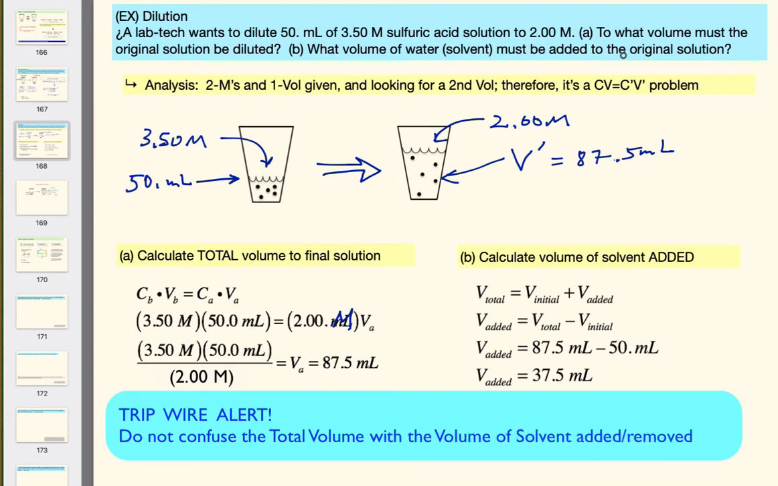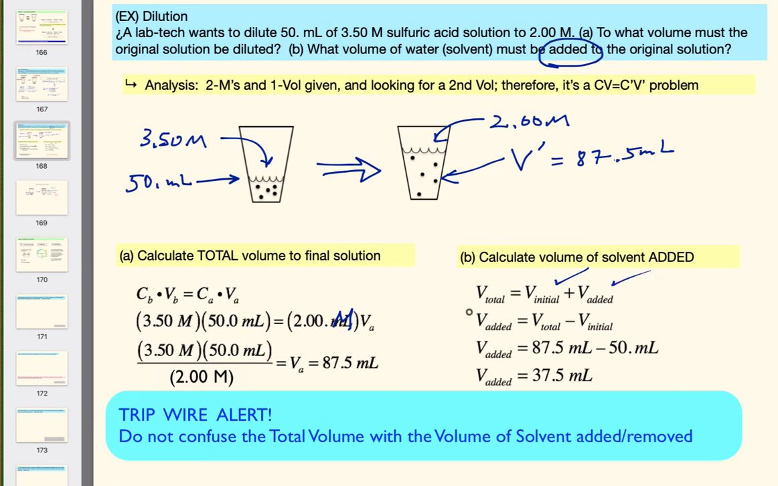So here's a tripwire. When you get volume with these, that's the total volume. This is the total starting volume. This is the total ending volume. Sometimes you need to know the total volume, and others how much is added. So in this case, how much was added? Not 87.5, that's our final volume. How much we added was the difference between that and what we started with, which was 50 milliliters. In other words, your total volume is equal to what you started with plus how much you added.